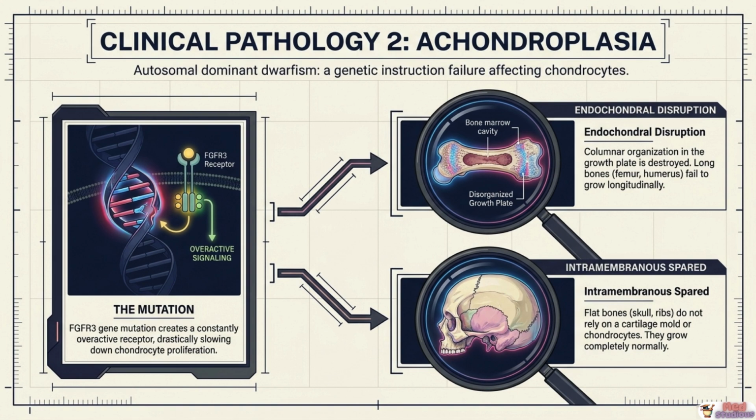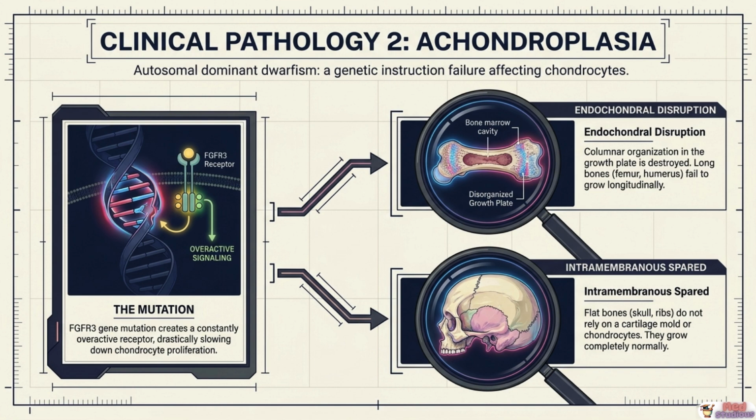Our second clinical case strikes at the very heart of endochondral ossification, and it is the most common form of short-limb dwarfism in the world, achondroplasia. Achondroplasia is caused by a gain-of-function mutation in the FGFR3 gene, the fibroblast growth factor receptor 3. In the normal state, FGFR3 signaling acts as a brake on chondrocyte proliferation, preventing runaway cartilage expansion.